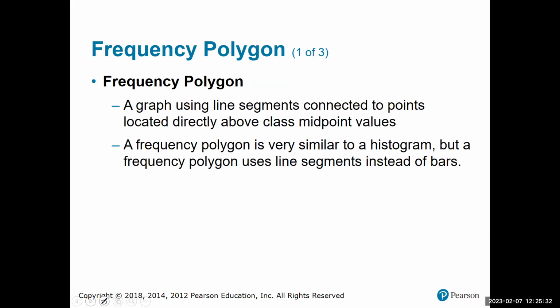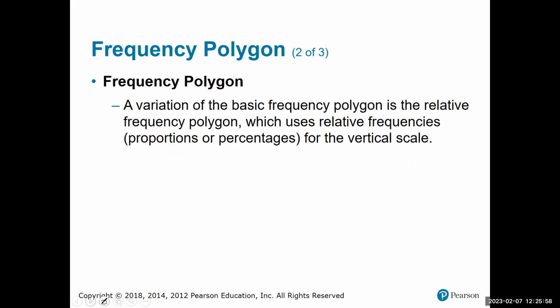All right, frequency polygon. It's a graph that uses line segments connected to points located directly above class midpoints. Those are the values that come from your frequency distribution. We talked about those a lot. So those are the class midpoints. A frequency polygon is very similar to a histogram, but the frequency polygon uses line segments instead of bars. Hopefully they have one. A variation of the basic frequency polygon is the relative frequency polygon, which uses relative frequencies on the vertical scale.